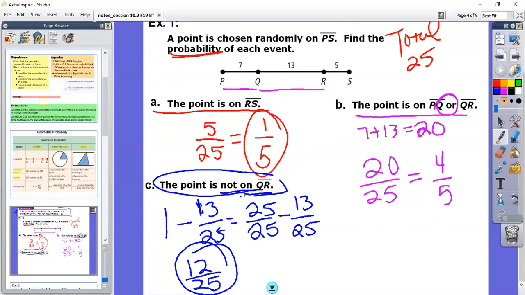Of course, you could also do that a slightly different way. We could just add up all the stuff that's not QR. That would be the 7 and the 5. That would still give us 12 out of the total. So it doesn't really matter which way you do it. Sometimes if you're dealing with a lot of numbers that you don't want to have to add up, it's a little bit quicker to just find the probability of that event happening and subtract it from 1.